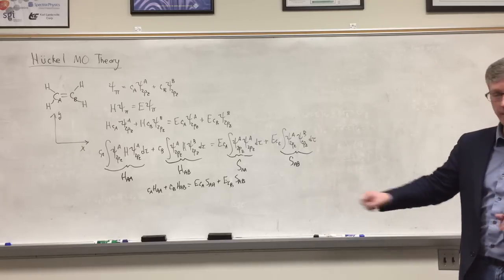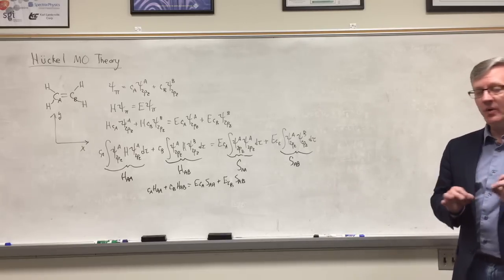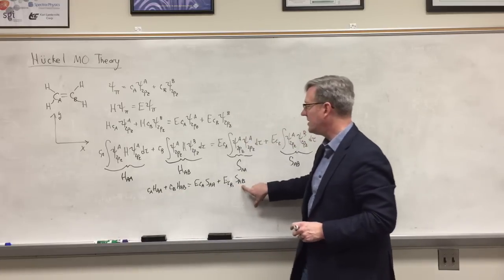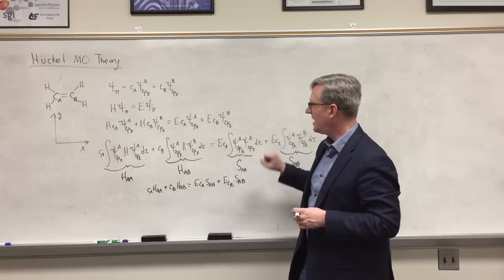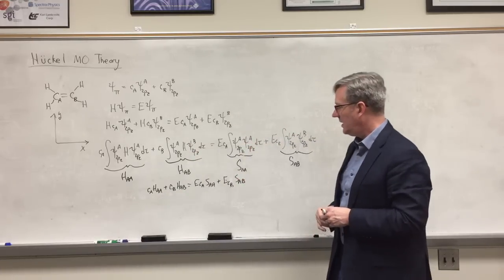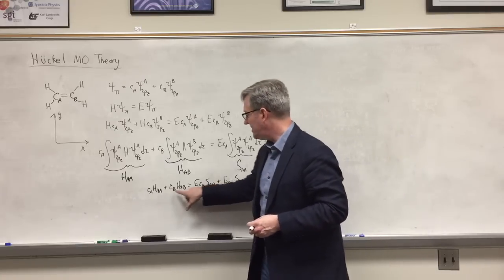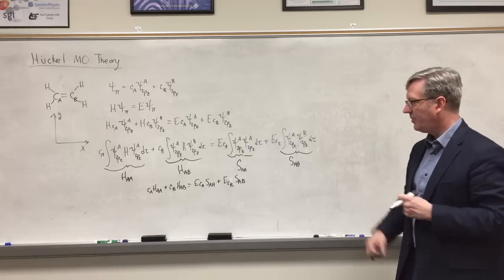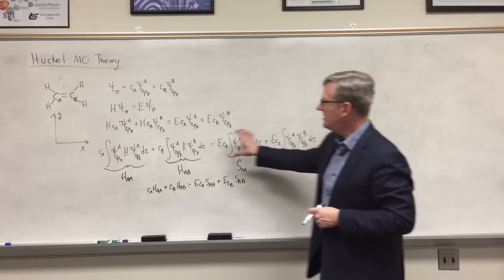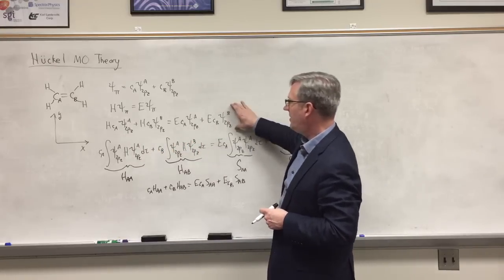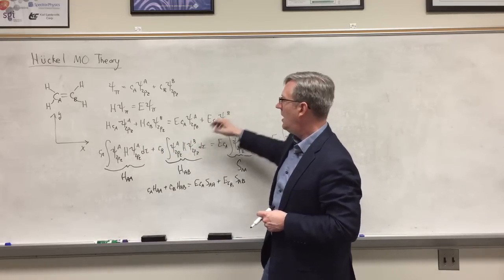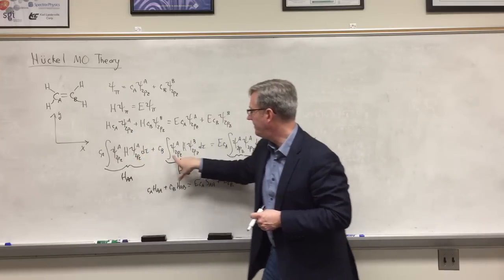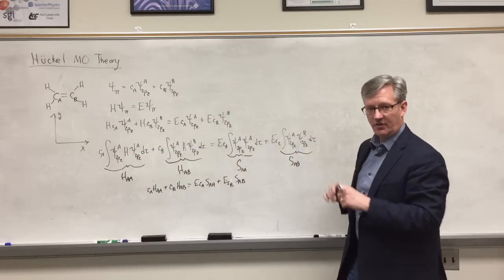Now that looks a lot simpler at this point. Again, what do I know and what do I not know? Presumably, I know how to calculate these integrals because they consist of the functions that I already know and the Hamiltonian. But what I don't know are the coefficients CA and CB and the energy, input versus output. Now I arrived at this equation by starting from this Schrodinger equation, multiplying on the left by psi 2pz A, and then integrating over all space.